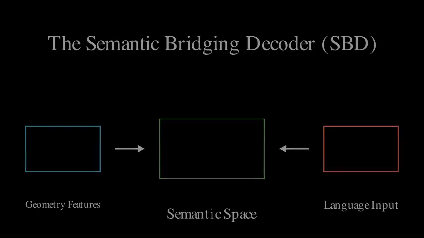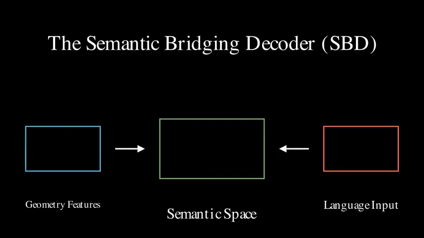The Semantic Bridging Decoder takes the output of StreamVGGT, the spatiotemporal geometry features, and transforms it into a representation that directly relates to the input language description. The SBD uses a learned mapping to project the geometry-aware features into a semantic embedding space where they can be compared to language embeddings. This allows the model to understand which parts of the scene the language is referring to.